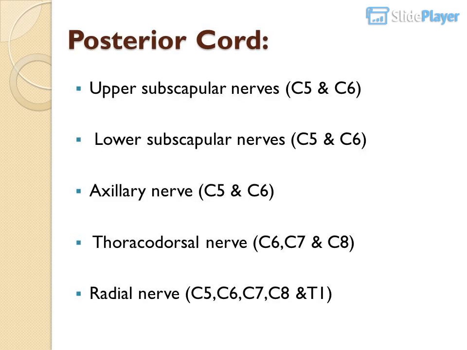Posterior cord: upper subscapular nerve, C5 and C6; lower subscapular nerve, C5 and C6; axillary nerve, C5 and C6; thoracodorsal nerve, C6, C7 and C8; radial nerve, C5, C6, C7, C8 and T1.